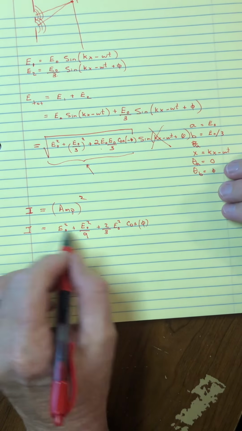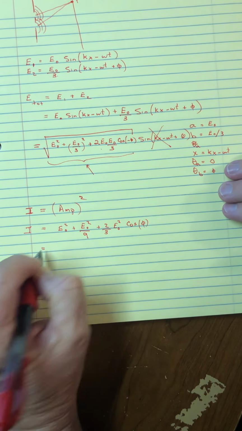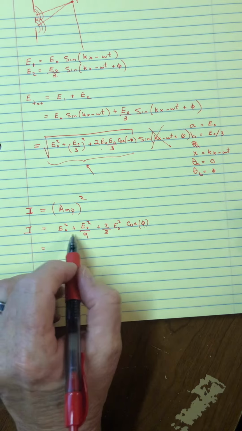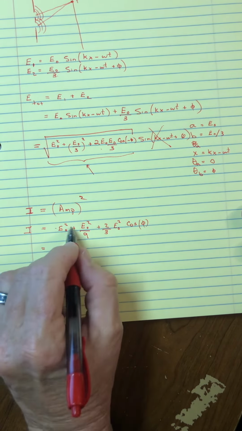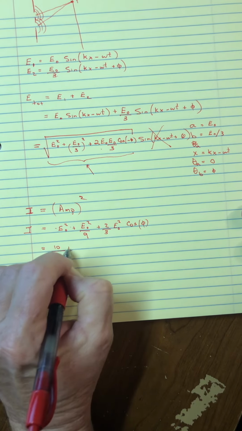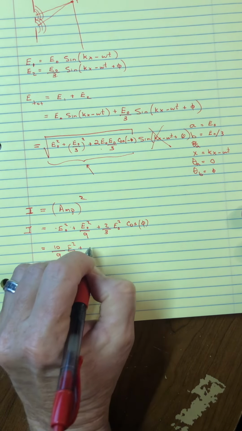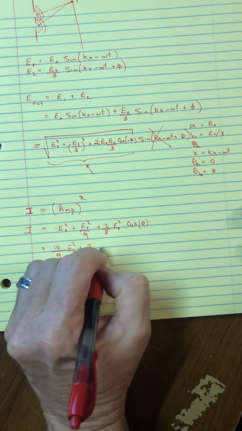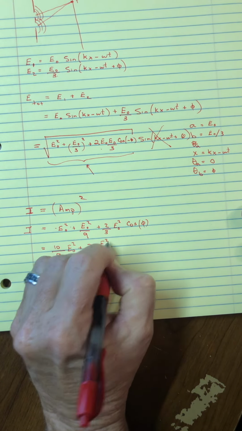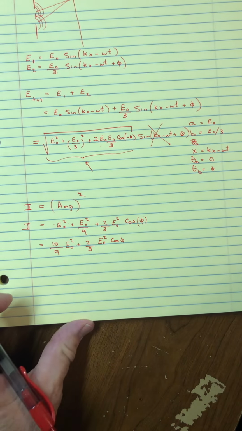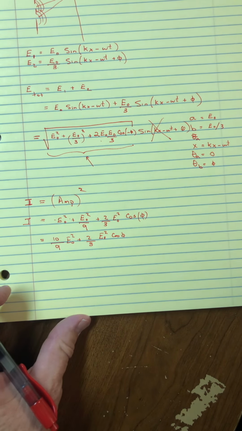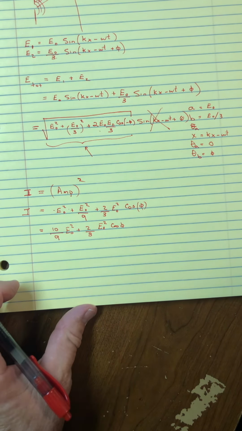Okay, and then clearly these are like terms, so I can add them together. The common denominator would be a 9, so that would be a 9 plus a 1. That makes 10 E naught squared, and this makes 2/3 E naught squared cosine phi. Now, personally, I would probably stop there. I kind of like that as my final answer.